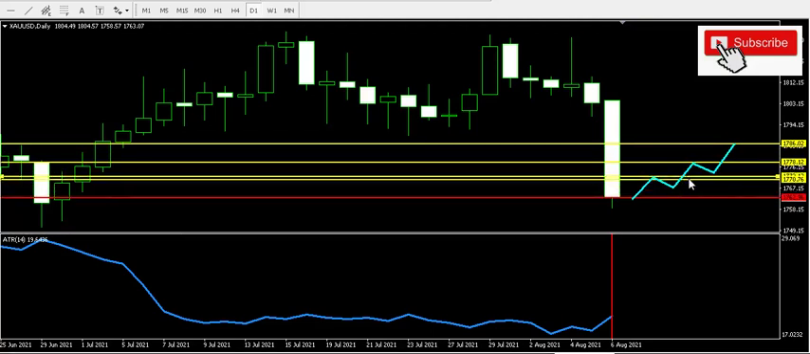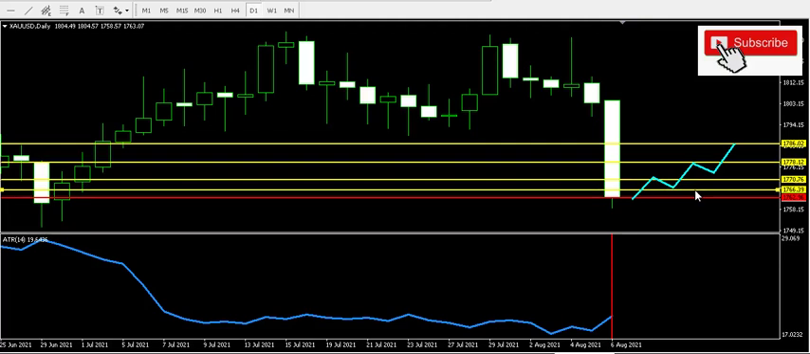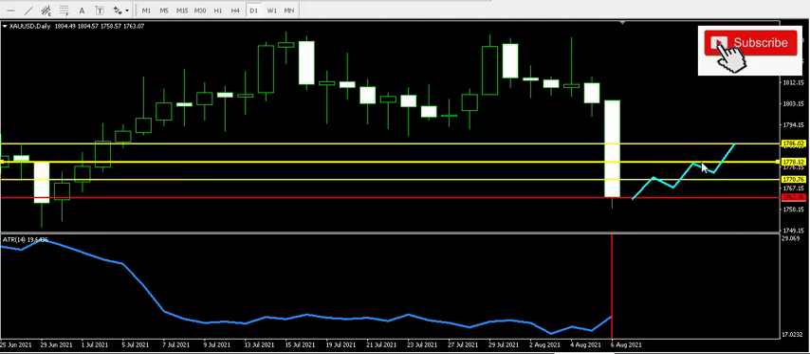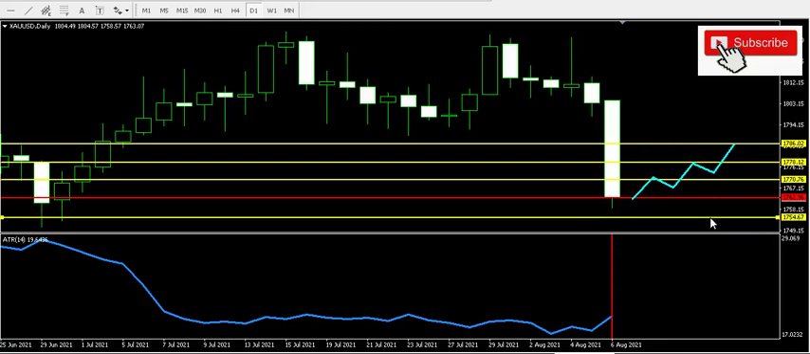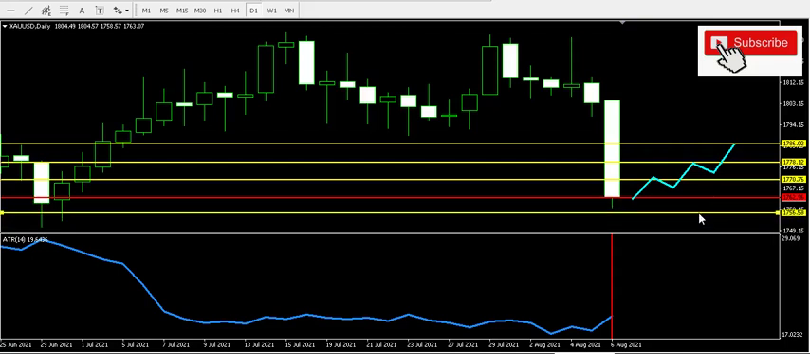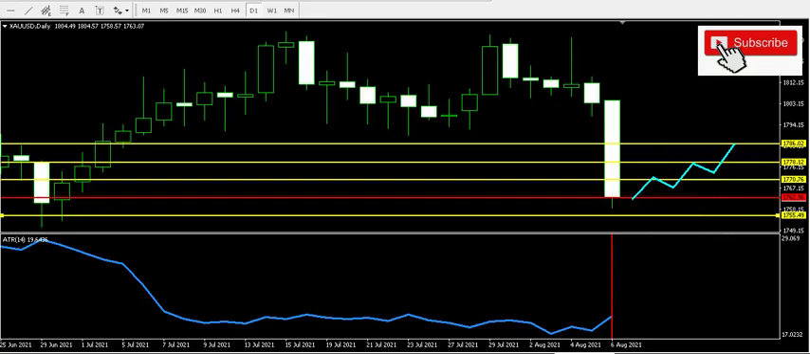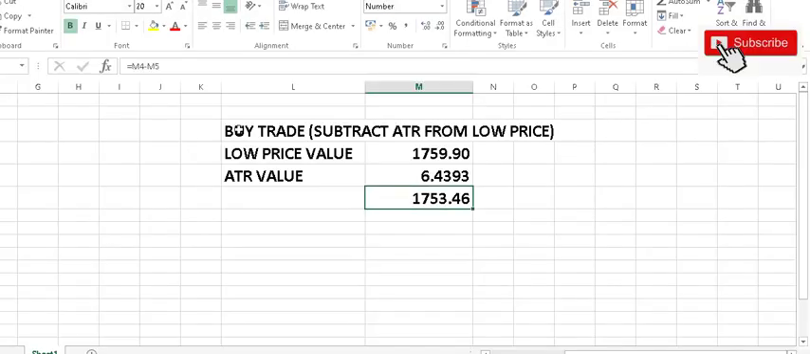As price breaks the higher high, like you have a break of the higher high around here, so you move your stop loss below the low, so that you protect the trade. But if everything goes wrong and you have a drawdown, of course you'll be stopped out at 1753.46. So that's how to use stop loss in a buying situation.